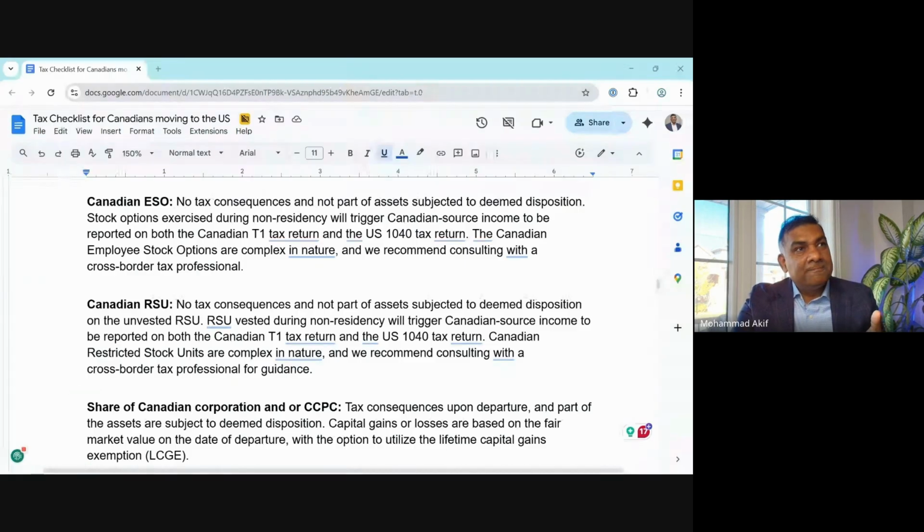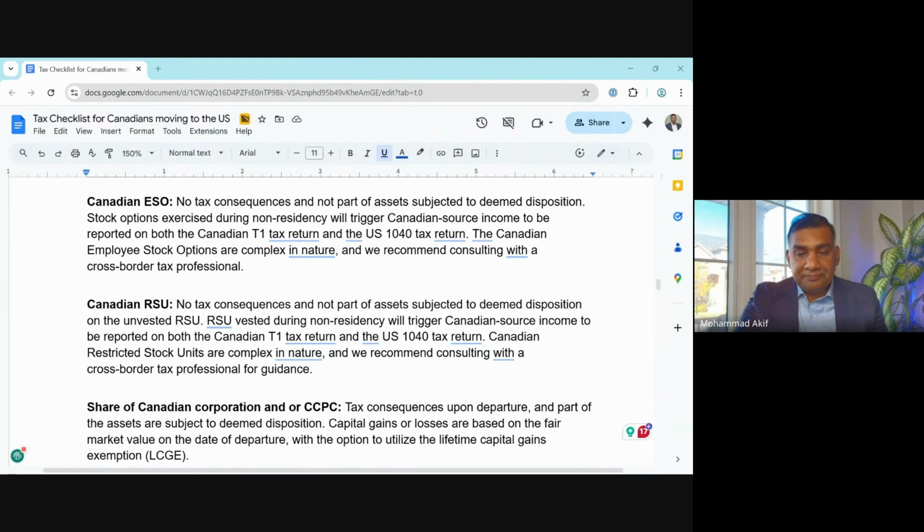We did have a client last year who moved to a country in the East, and ended up owing a couple hundred thousand dollars to CRA, even after the lifetime capital gains exemption. This was shocking to him, right? So again, plan, and talk to a cross-border professional who can help you understand this, because it is important.